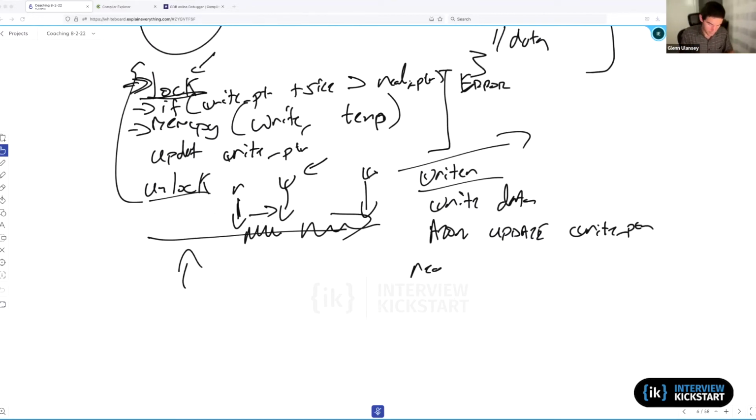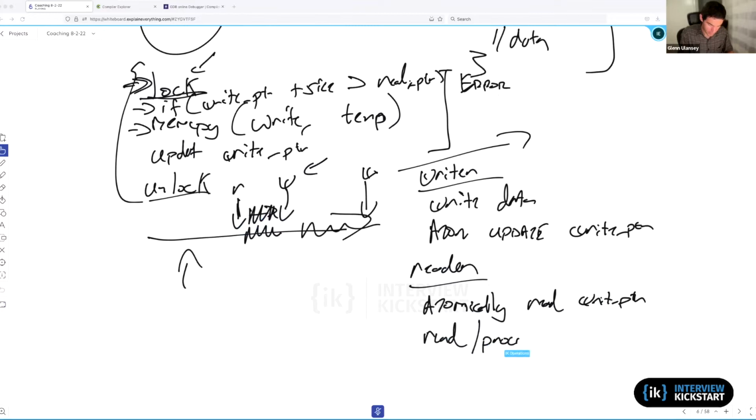The reader simply needs to atomically read the write pointer, and if and only if there's space in between the read and the write pointer, then read and process that data, and then presumably repeat. So we have a single write pointer that is atomically updated and atomically read. This obviously solves the problem of a single writer and a single reader.